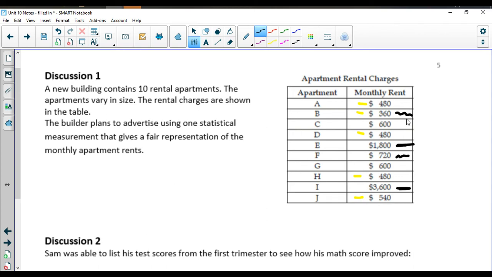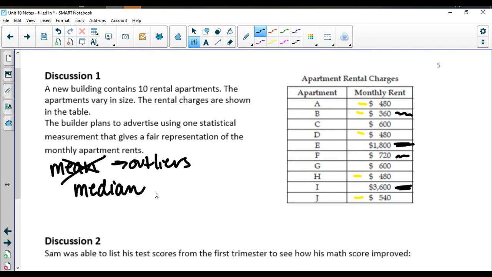Overall, because there are these outliers, this 1800 and this 3600, the mean wouldn't be good because there are outliers in this data set. So if we had to pick for this one, I would probably go with the median just because it's going to give you the middle value. It's going to be more accurate and more representative of what most of those apartment rentals are actually going to go for.